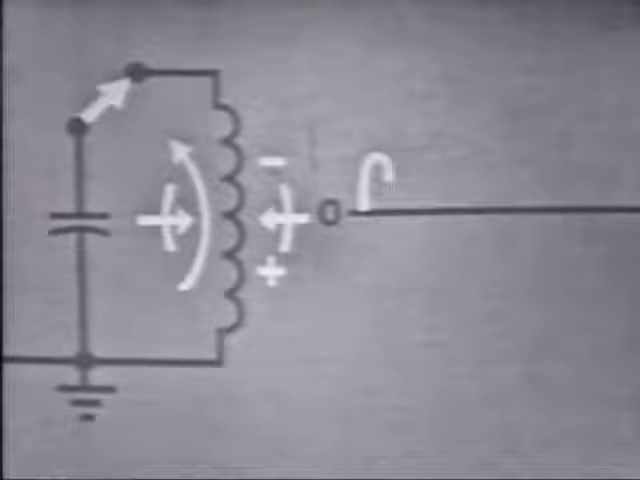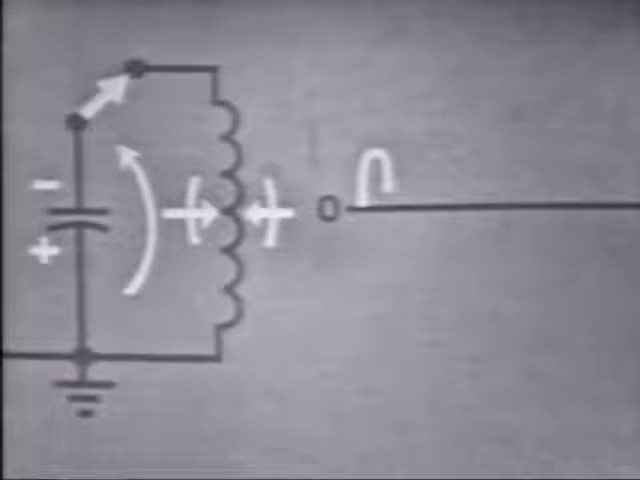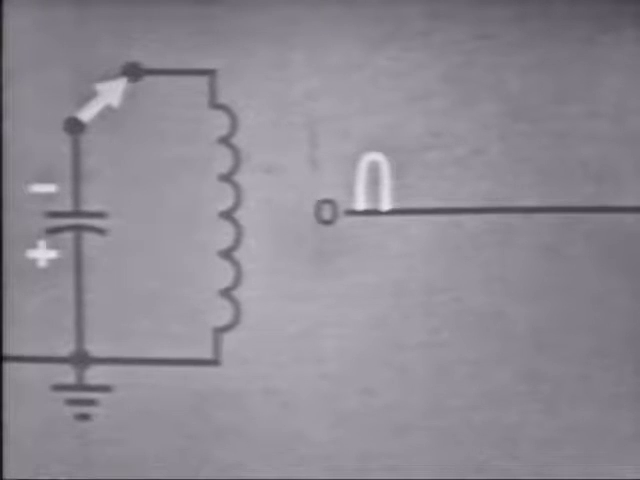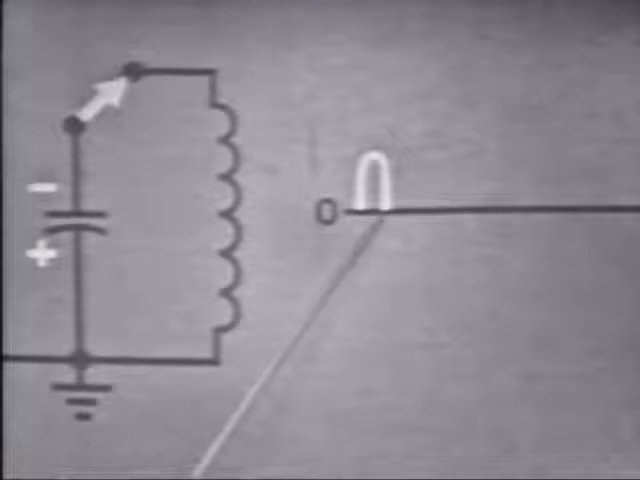Or the coil becomes the source as the energy stored in the magnetic field is put back into the circuit, causing the capacitor to charge in the opposite direction. Now, when the field about the coil is completely collapsed, current is zero, and the capacitor is charged in the opposite direction, and it will again discharge through the coil.